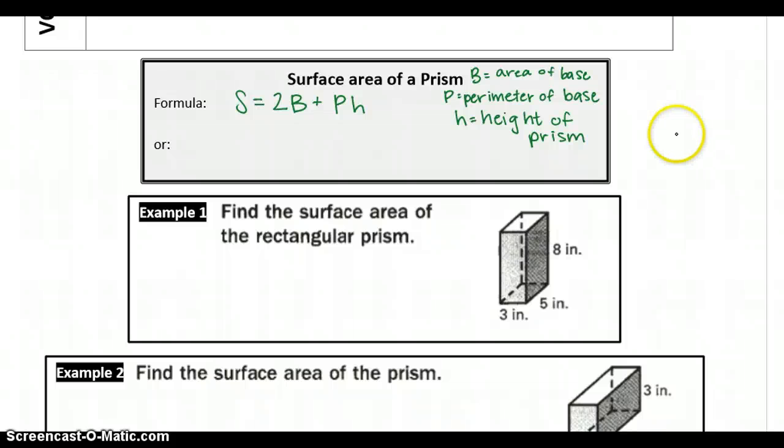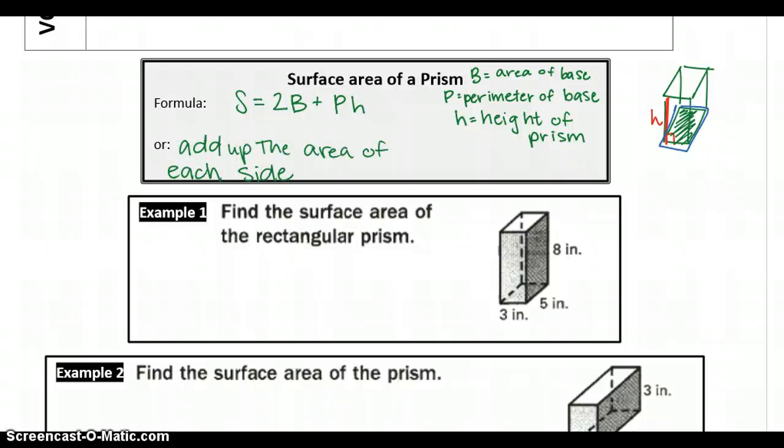So again, we can draw a prism made out of two rectangles, a rectangular prism. Connect our two bases. We have B is the area of the base, or the area of the bottom. P is the perimeter, or the distance going around the base. And H is the height going from one base on the bottom to the base on the top. We can also find the surface area of a prism just by adding up all the faces or all the sides. It doesn't matter which method you use, both should give you the correct answer. However, for the rest of this video, I'm going to use the method of using the formula.